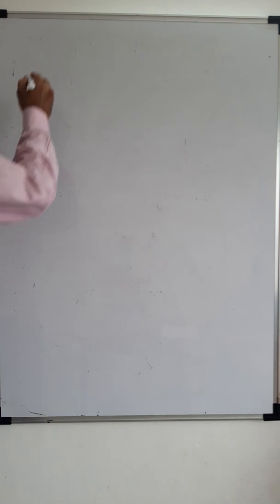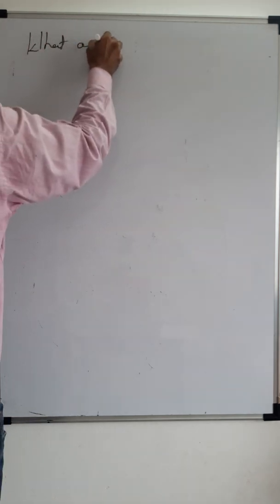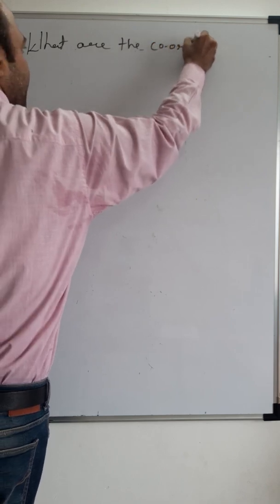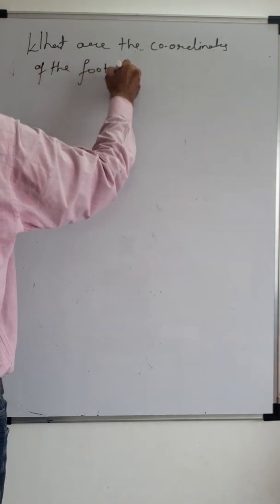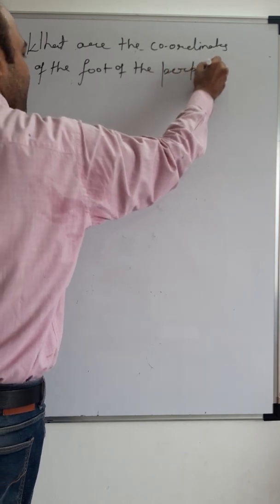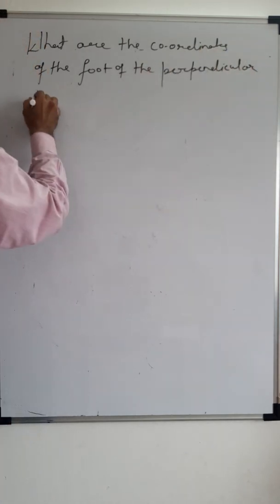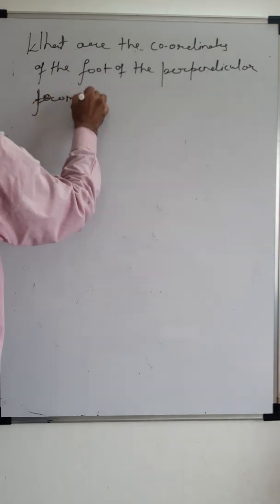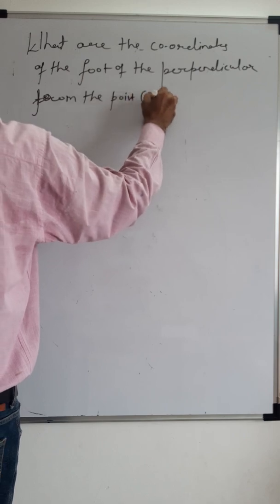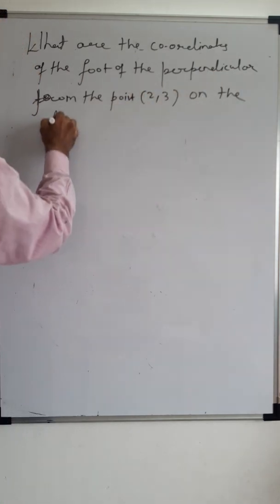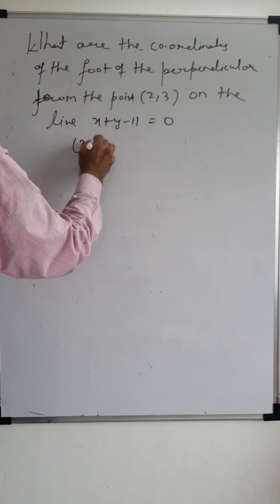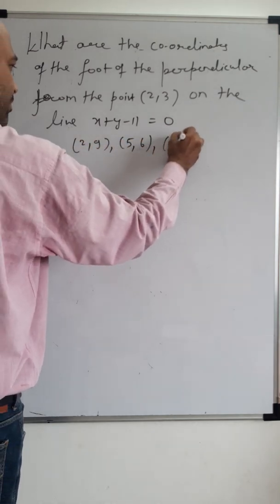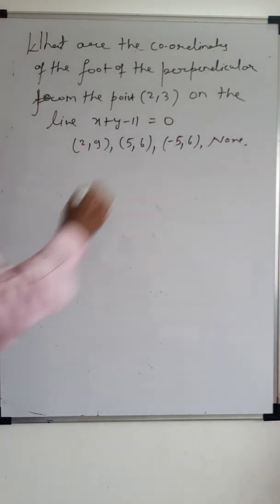We'll move to the next problem. What are the coordinates of the foot of the perpendicular from the point (2, 3) on the line x + y - 11 = 0? These are the options.